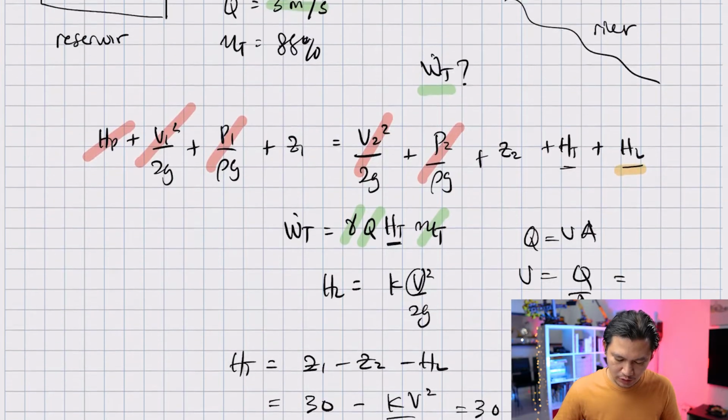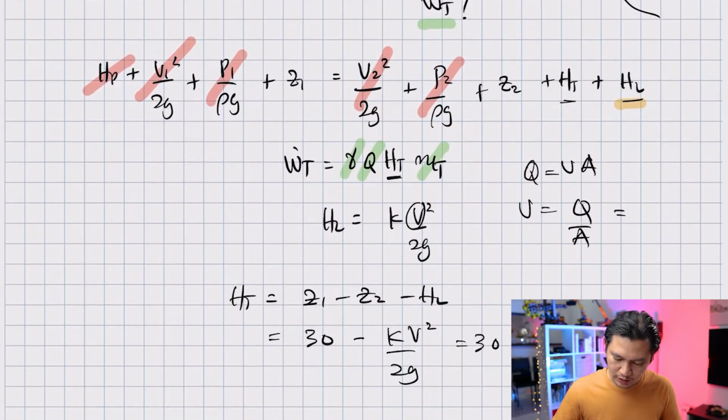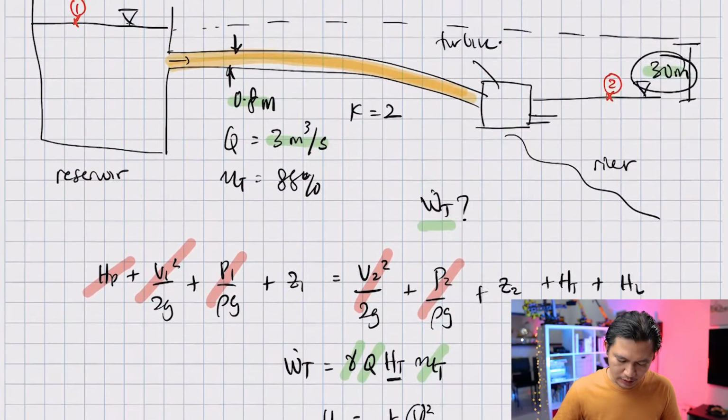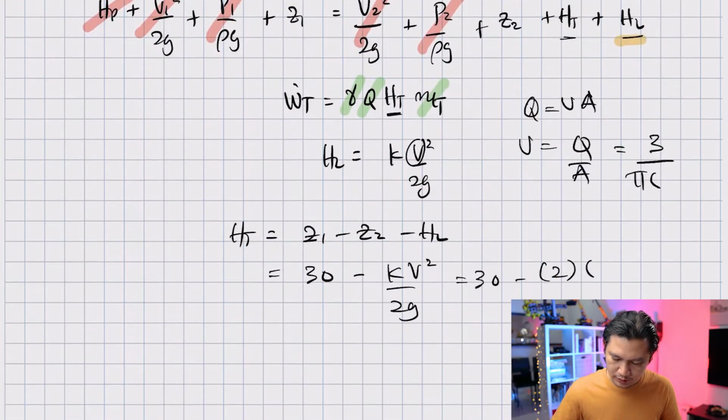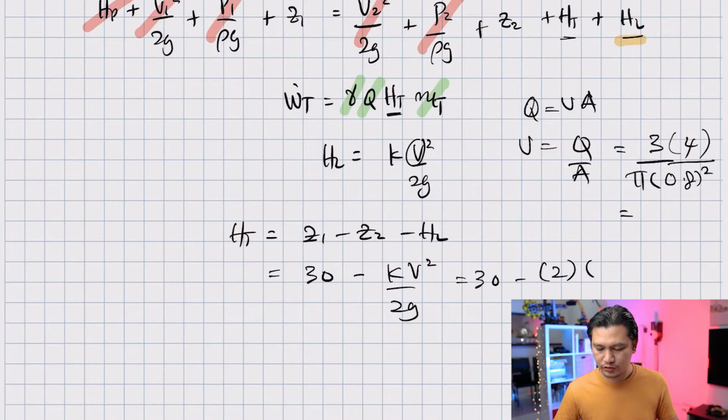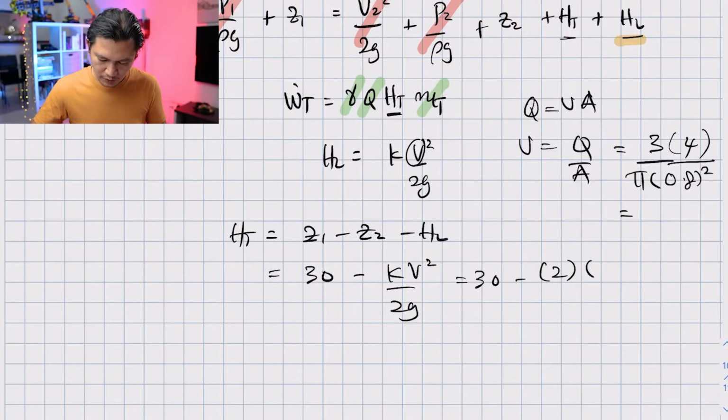So what is our Q? Q is 3 meter cube per second. And area is pi times diameter, which is 0.8, squared, divided by 4. So you end up with velocity of 3 times 4 divided by pi times 0.8 square. This is 5.97 meter per second.